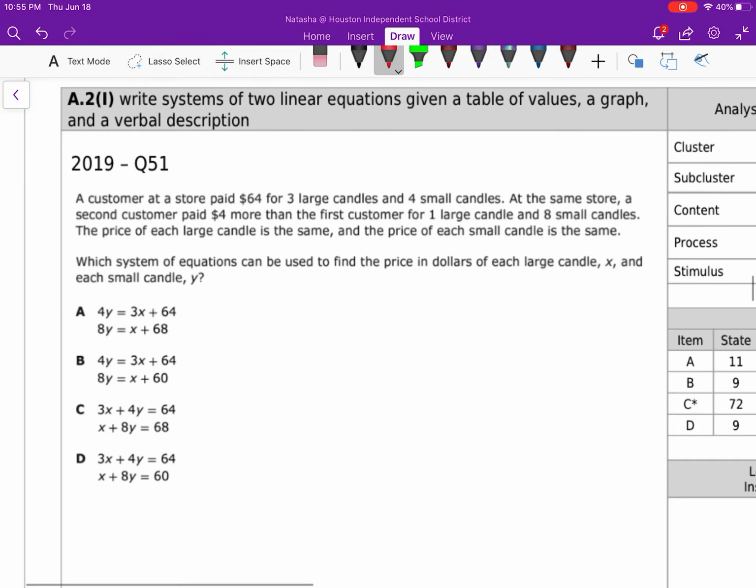Question 51. We're doing the same thing as before, but we're just reading the question now and writing each equation for each question. So a customer paid $64 for 3 large candles and 4 small candles. So 64 is equal to 3x plus 4y. We'll call the large candles x, and we'll call the small ones y.